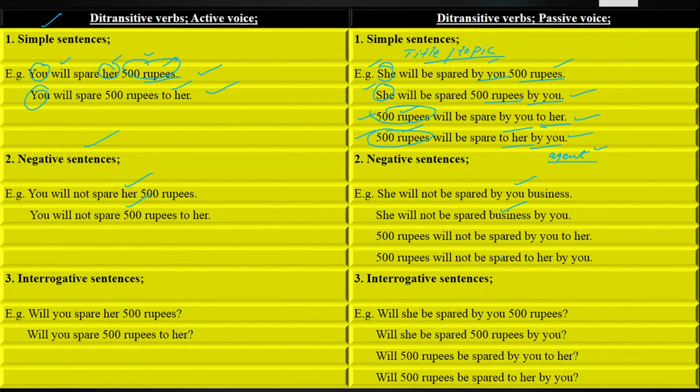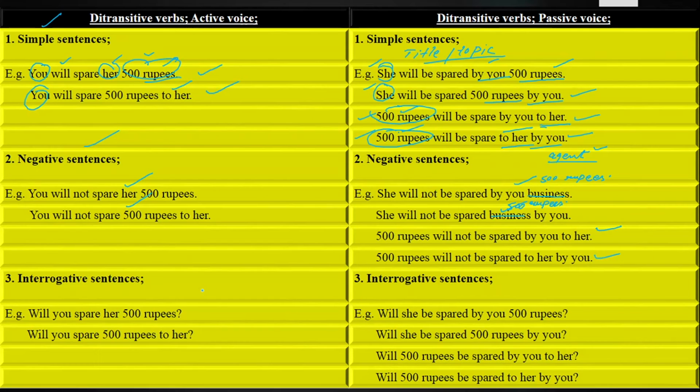And over there, that is mistakenly written, but that is what we will change it into 500 rupees. And here again, instead of that, we will be writing 500 rupees by you. And 500 rupees will not be spared by you to her, and 500 rupees will not be spared to her by you.